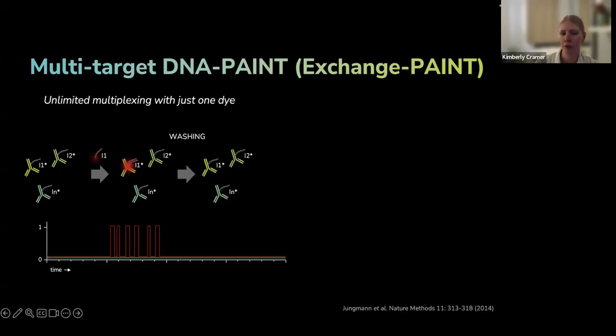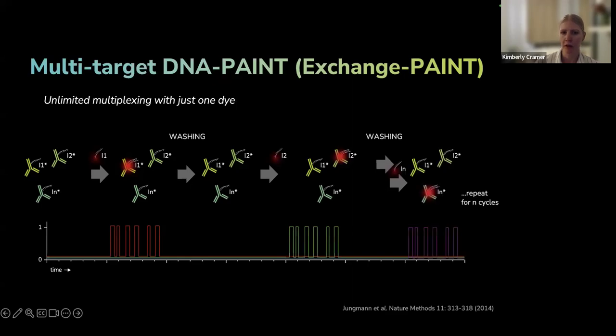Here you can always verify that there's no more signal left if you just turn on the camera and see if there's blinking or not, right? Which is very nice. And then you can add your second imager to image your second target, wash that out, and repeat for an unlimited number of cycles. So the imaging has become less dye-oriented and more oligo-oriented in comparison to other SMLM techniques like STORM and PALM. And you can always use more than one dye for multiplexing, but it's just not necessary.